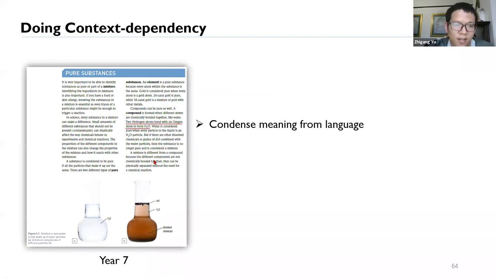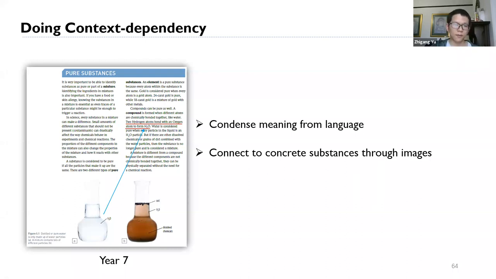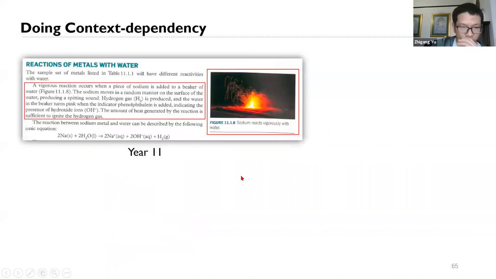For example, two hydrogen atoms bond with an oxygen atom to form H2O. That meaning comes from language, the formalism, and it also connects to a concrete substance through the image. So what does H2O represent? It connects to this concrete substance through this image. And another example is this description. A very vigorous reaction occurs when a piece of sodium is added to the beaker. Description of this experimental phenomenon: the sodium moves in a random manner on the surface of the water, producing a spitting sound, hydrogen, and the water turns pink with the indicator. You see that this image directly presents that kind of concrete reaction.